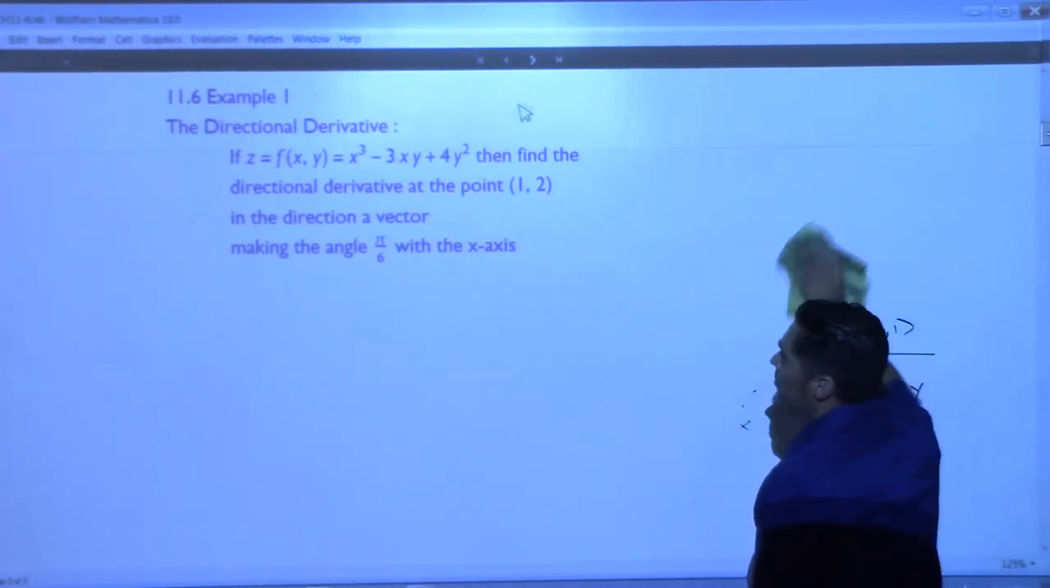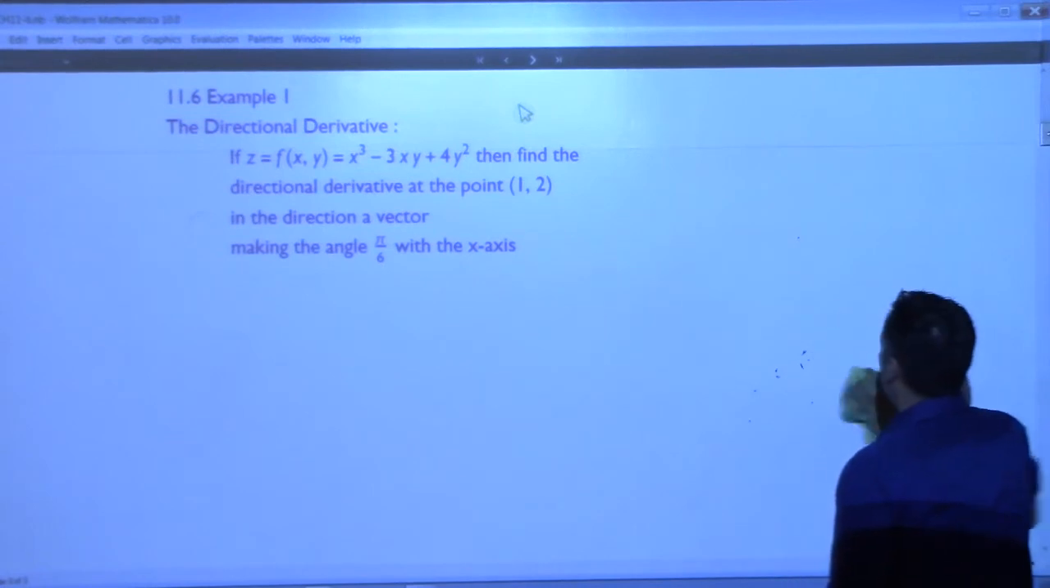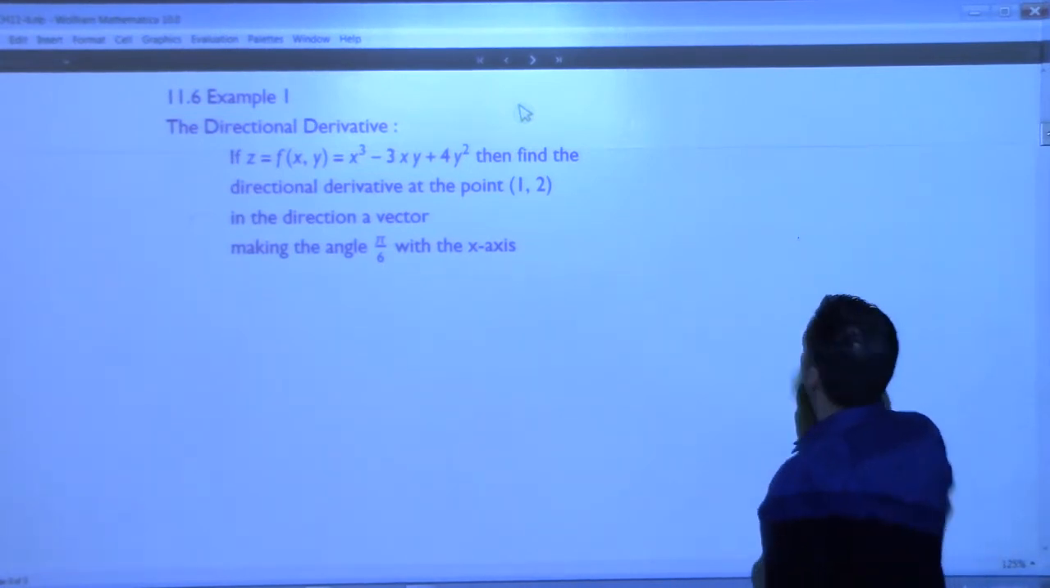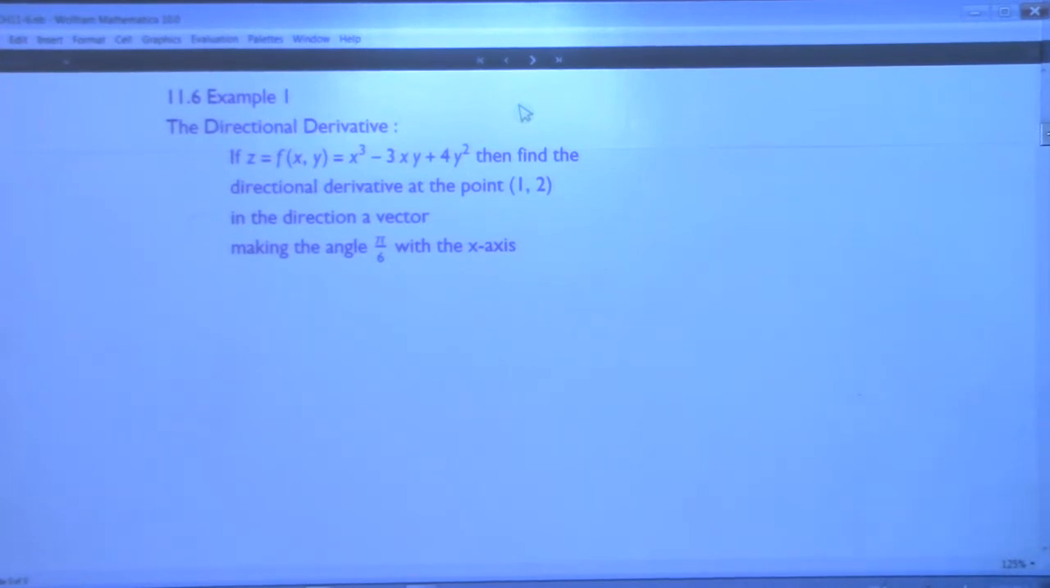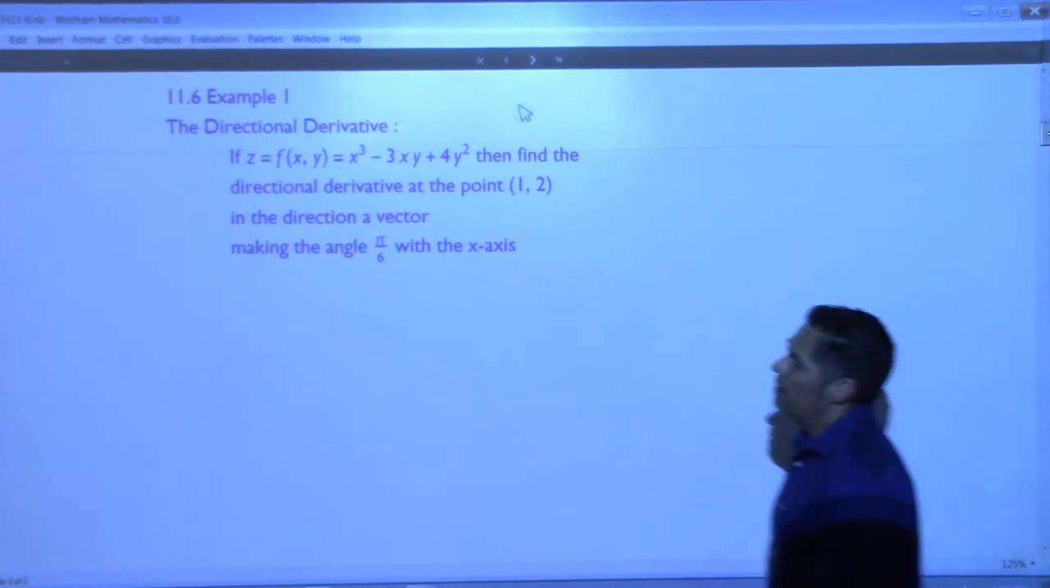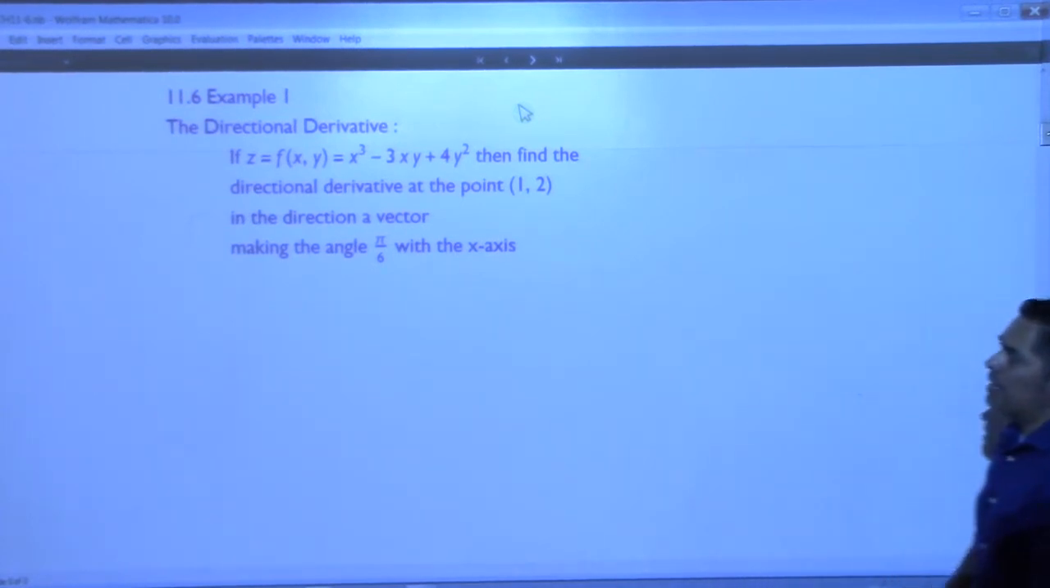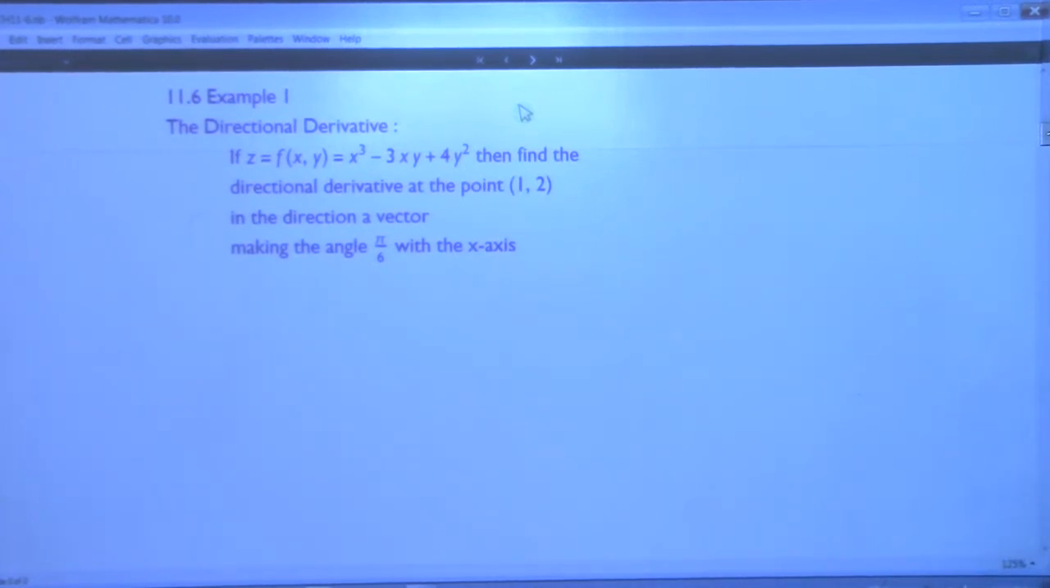All right, we have a surface. Z is f of x, y, which is this polynomial. Find the directional derivative at the point (1, 2) in the direction of a vector making an angle pi over 6 with the x-axis.